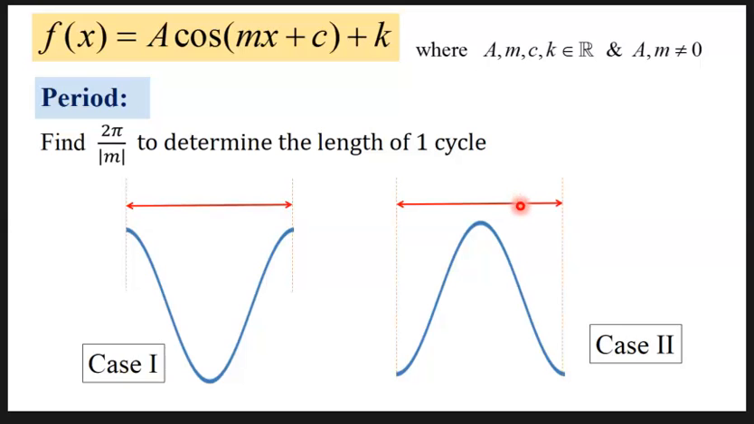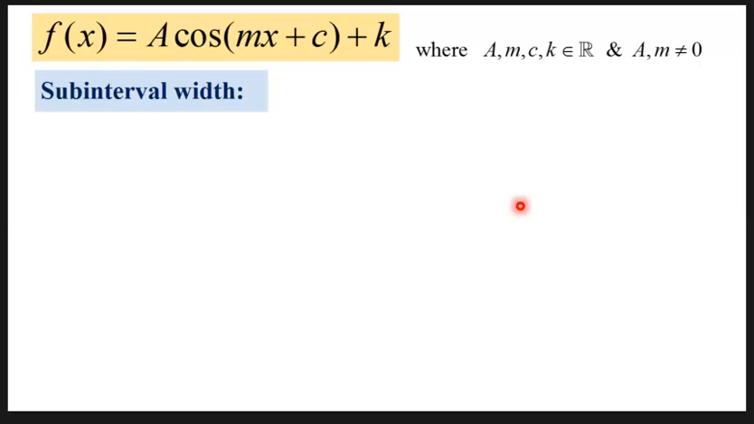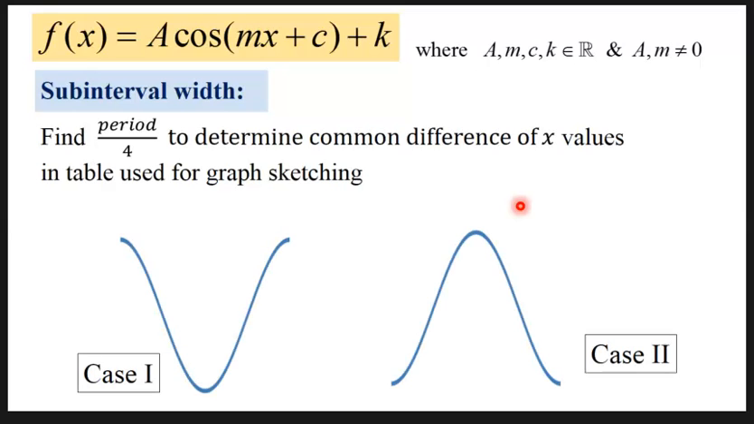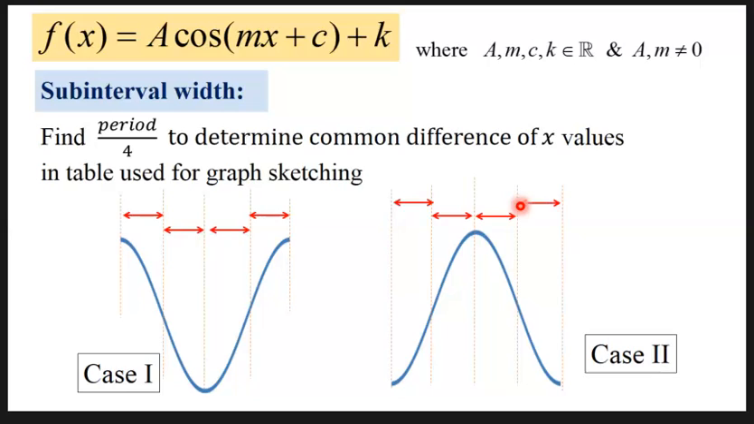The next important term is the subinterval width. Again, similar to the case of sine, we calculate it by dividing the period into 4 parts, to determine the common difference of the x values we will use in the table for graph sketching later. To illustrate the subintervals for case 1 and case 2, it will be as follows. These are the subintervals in our graph later.